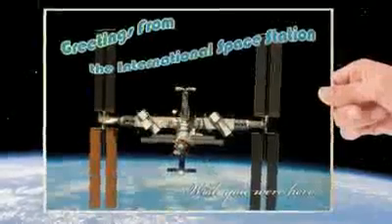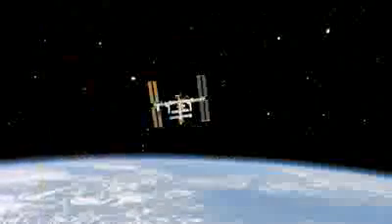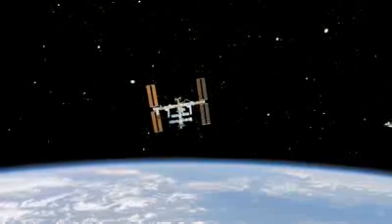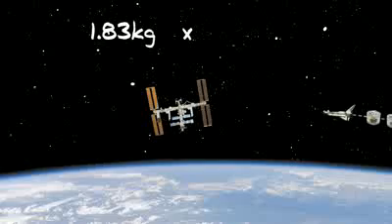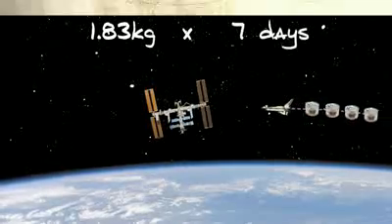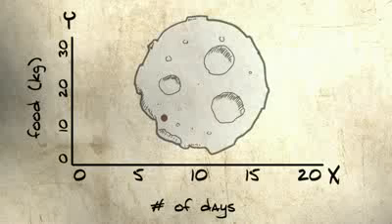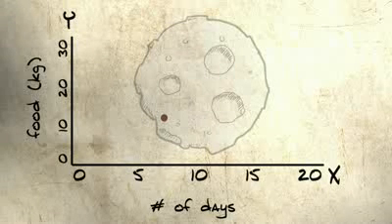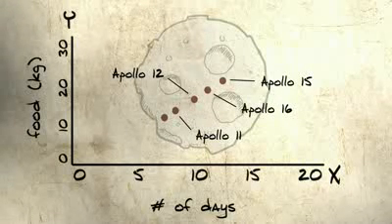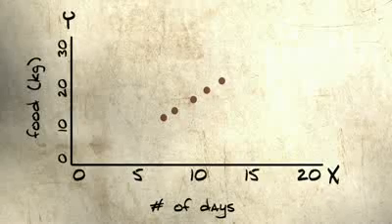The International Space Station. That's about a 7-day mission. Since we need about 1.83 kilograms of food per day, that's 12.81 kilograms. Now, let's go to the moon. We'll put in a few of the Apollo missions for reference. Now we have a bunch of dots.